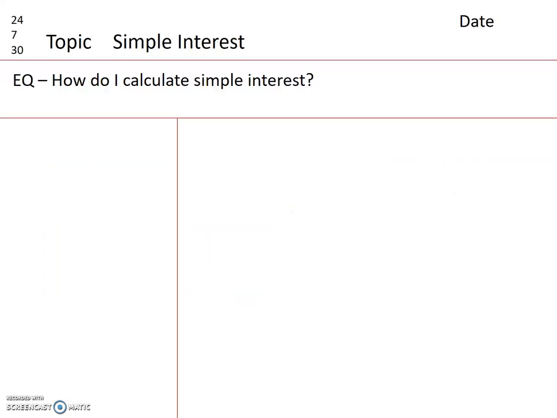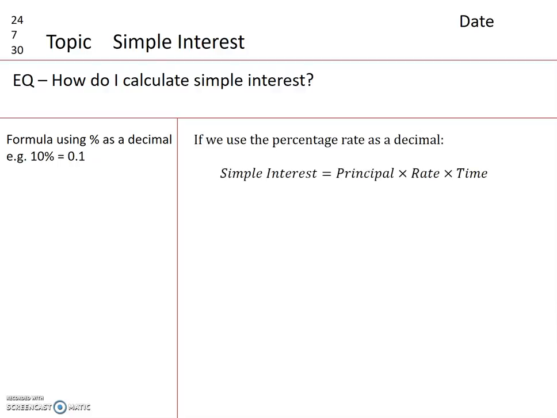Okay, so our essential question: how do I calculate simple interest? This should be a bit of a review from our investigation. So for a formula using percent, we need to turn that into a decimal. This should be a bit more self-explanatory. So 10% as a decimal goes to 0.1.